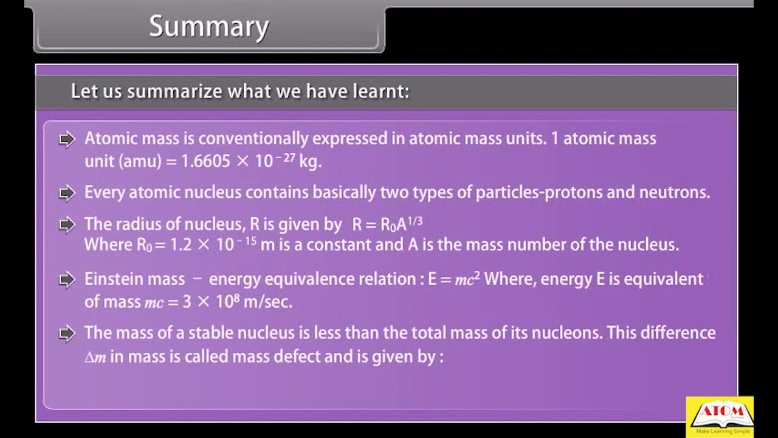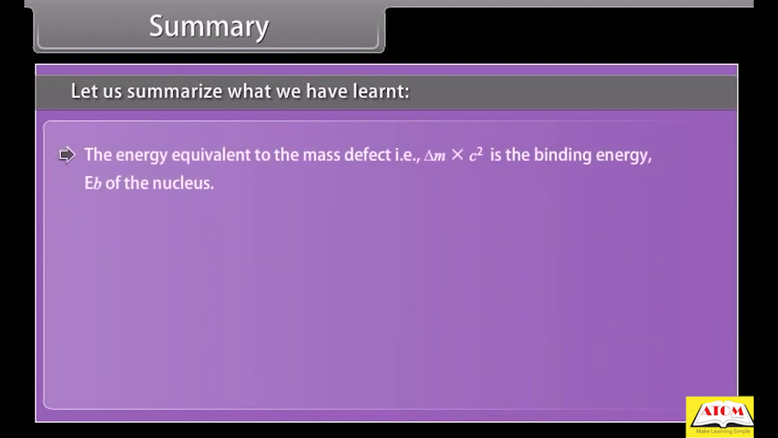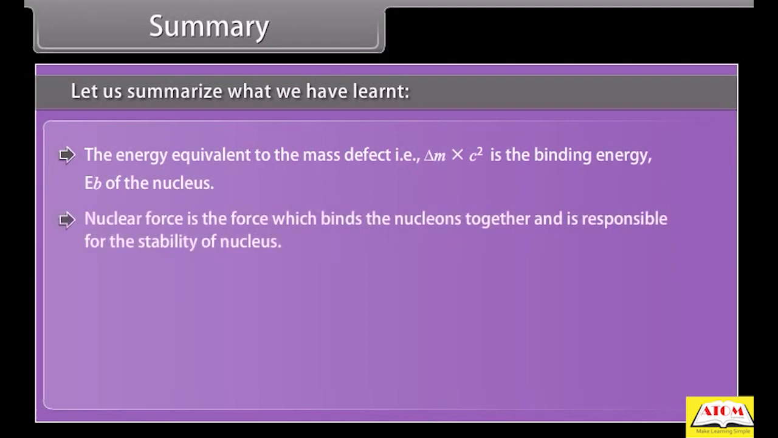This difference delta m in mass is called mass defect and is given by delta m. The energy equivalent to the mass defect, that is delta m times c squared, is the binding energy, Eb, of the nucleus. Nuclear force is the force which binds the nucleons together and is responsible for the stability of nucleus.